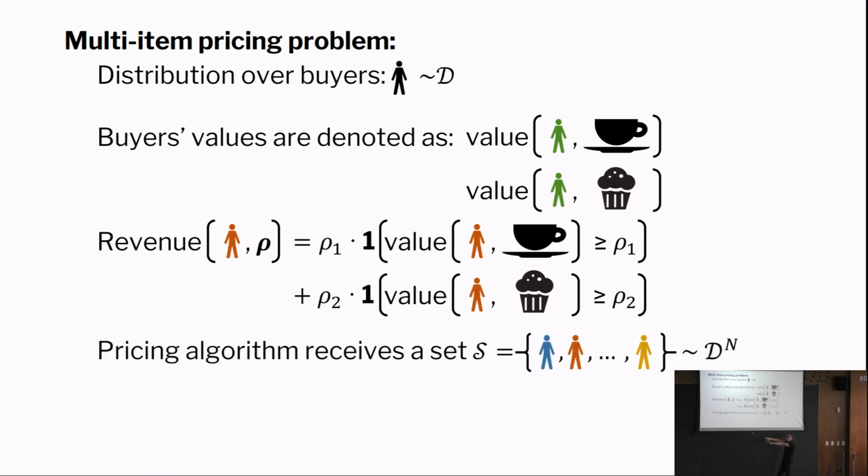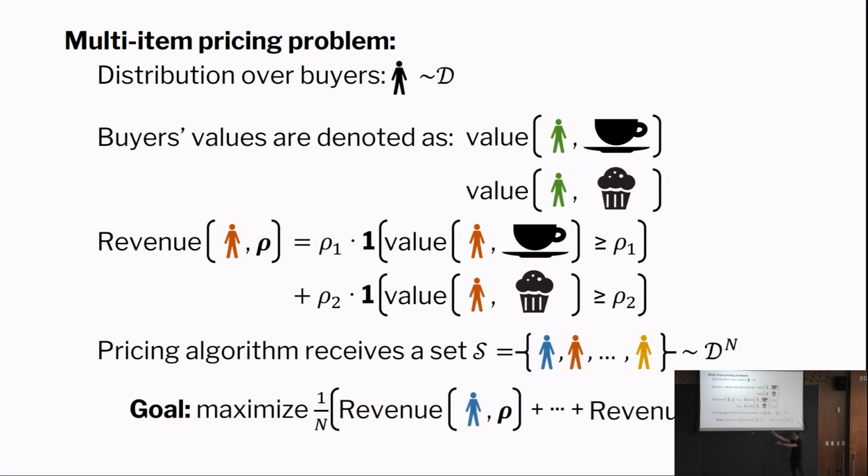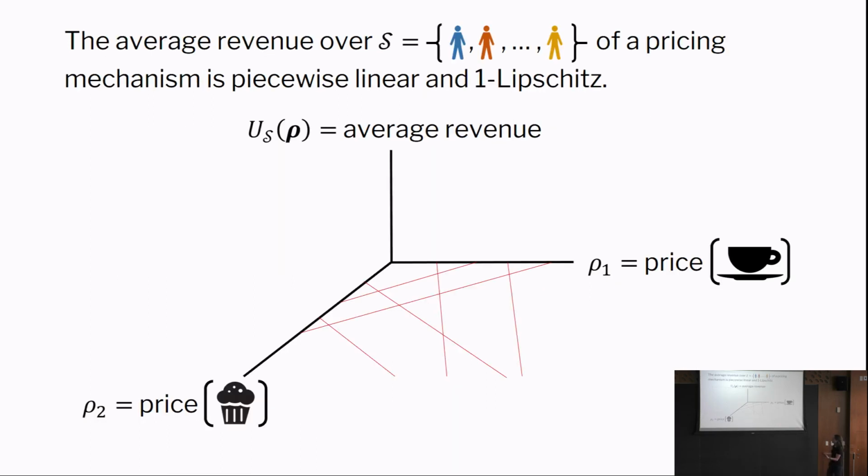Again, our learning-based pricing algorithm gets a sample of individuals from this distribution over buyers. And again, it wants to maximize average revenue over the sample because learning theory tells us that this will maximize expected revenue over the distribution. Okay, so what I'm going to tell you, and I'm going to ask you to believe me, is that the average revenue over a sample of a pricing mechanism in this multi-item pricing problem is piecewise linear, and it's 1 Lipschitz. I'm not going to explain that, but it's actually easy to show.